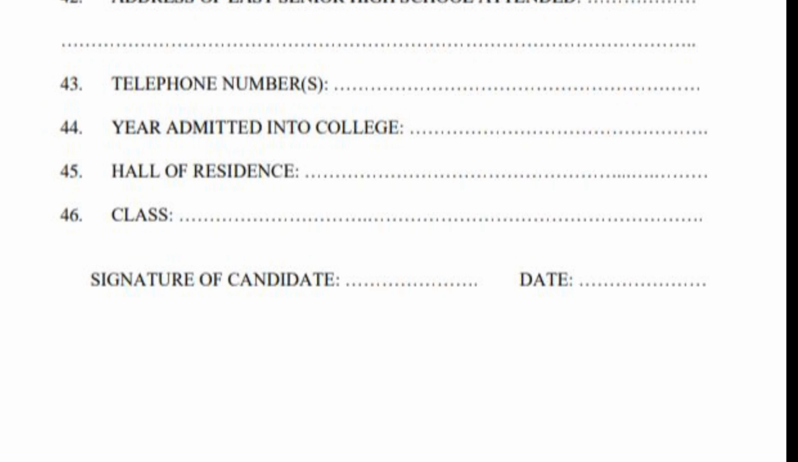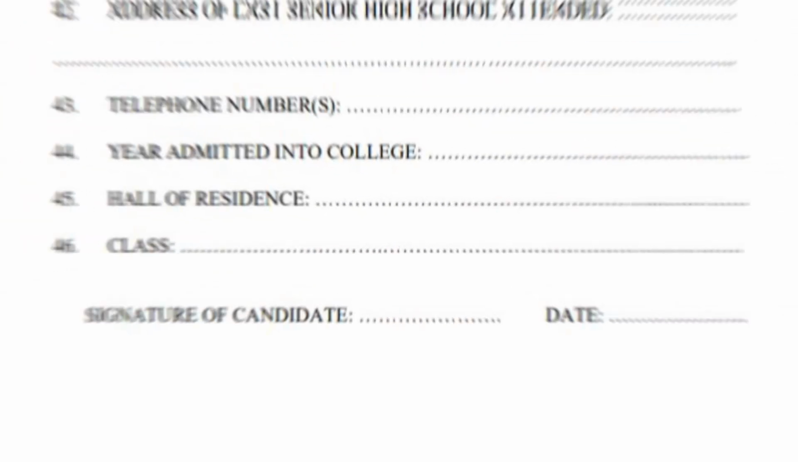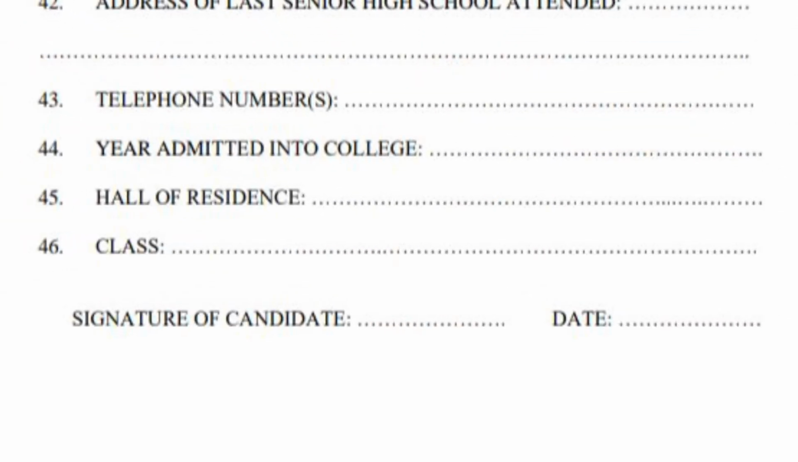The next part to complete this stage is the class. So your class, general arts, maybe 3 GA. I don't know how other schools do it. So if it's science, 3 science and all that. Signature of candidate, you sign and then you write your date as well. Now we are done with this part. So finally, you're done filling your acceptance letter.